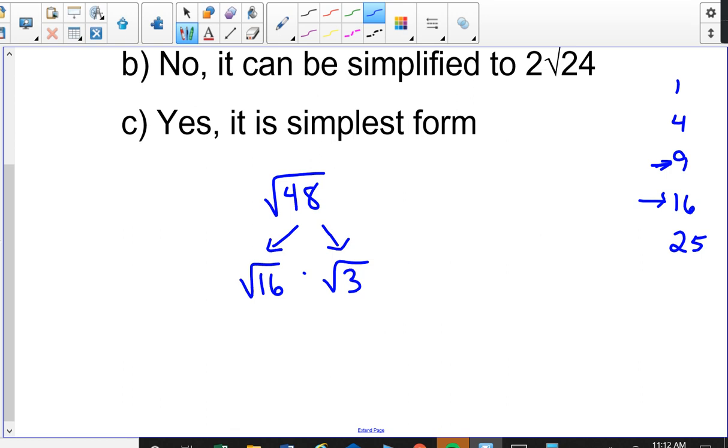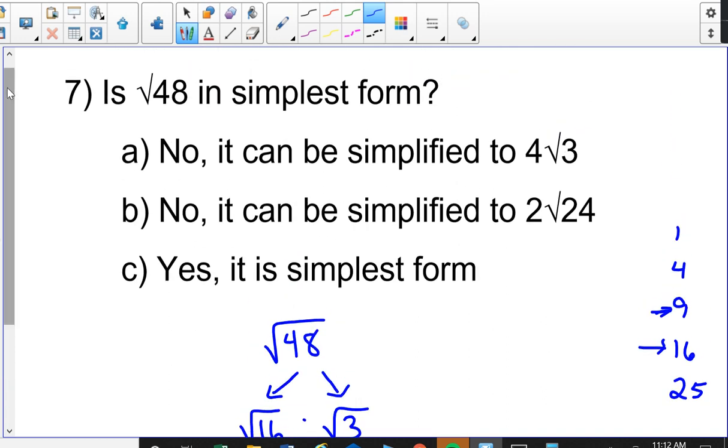Now I'll simplify the square root of 16. How do I simplify the square root of 16? Square root of 16 means what number do I multiply by itself to get 16? And that would be 4. So I have 4 and I have root 3. Root 3 is in simplest form. There are no factors of 3 that I could pull out to simplify this more. So 4 root 3 is the way we would write root 48 in simplest form.